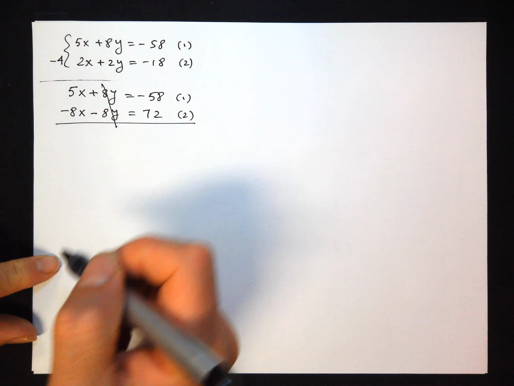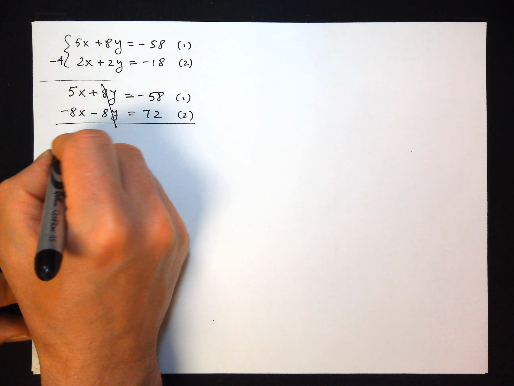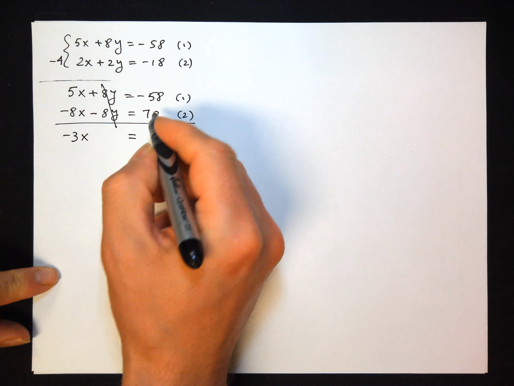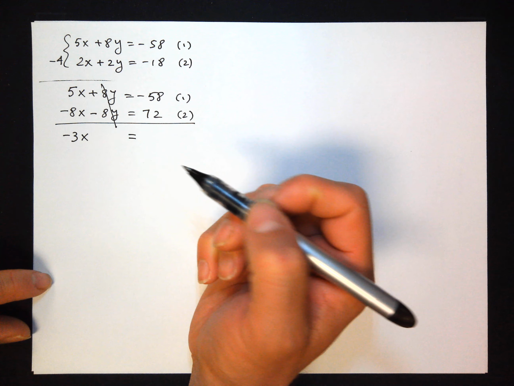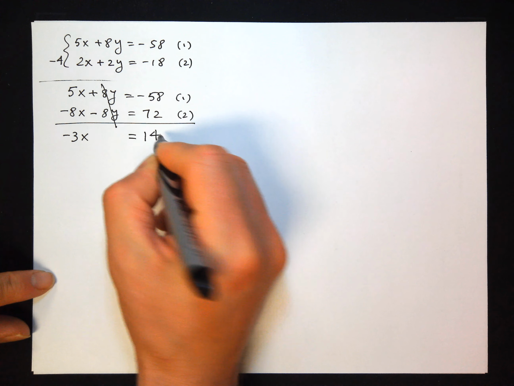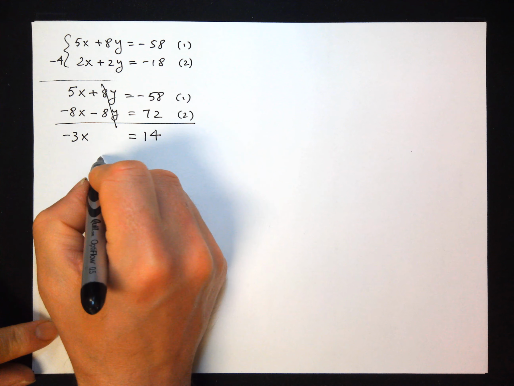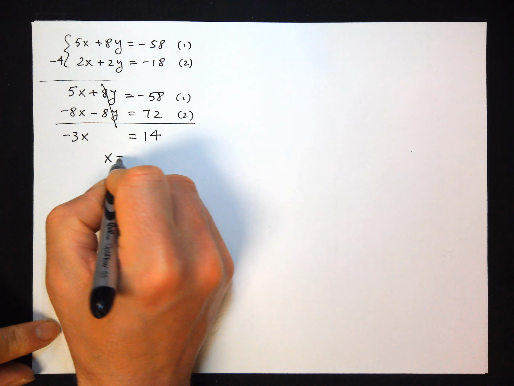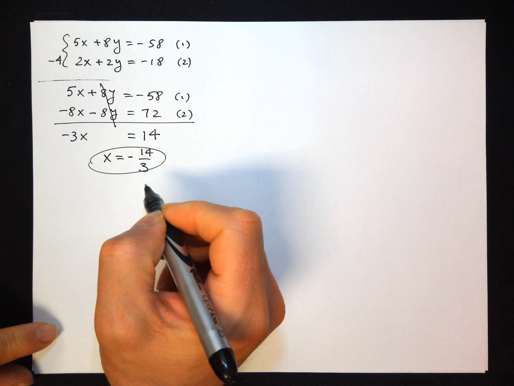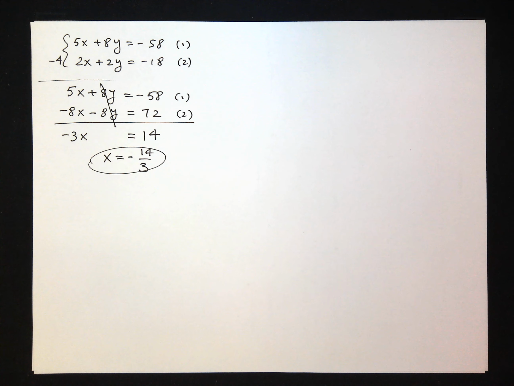Okay, so we cancel the y terms, and when you add those, you get negative 3x equals, when you add those two, you get 14. So when you divide by negative 3, you get x equals negative 14 over 3. Notice we got the x coordinate, and it's not one of those nice numbers like 2 or negative 3, just so that you know.